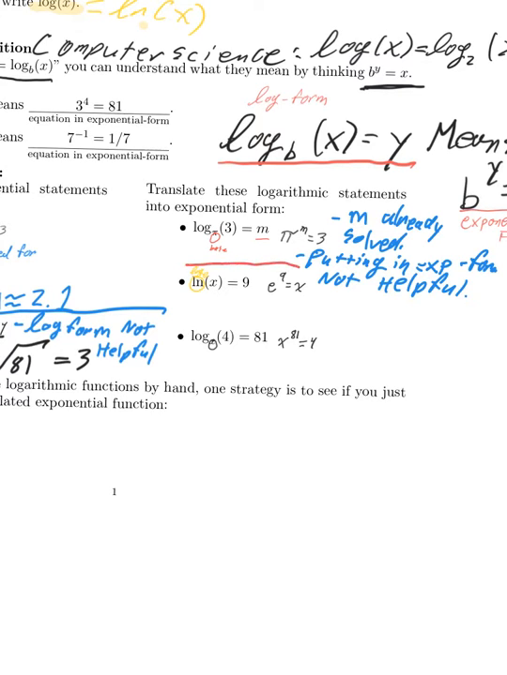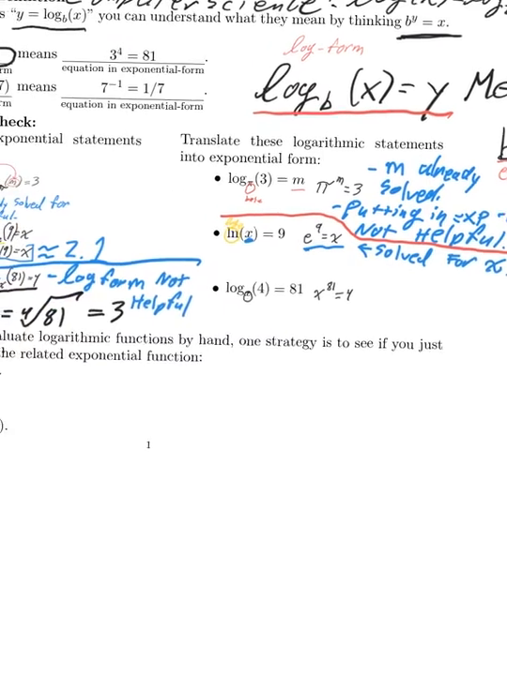Let's think about this next one. Was it helpful putting this equation into exponential form? Well, yeah, it was, right? If you wanted to solve for x, I don't know what x is right now, but on this side I have x is equal to e to the 9. So in this case, we have now solved for x, which is useful. Nice. So let's try again.